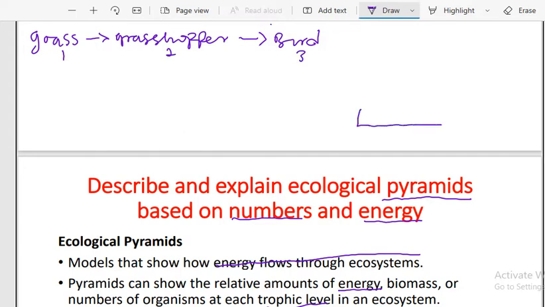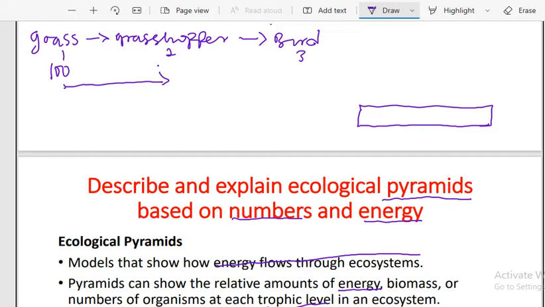So you find out that the producer will be at the base, and in the case of pyramid of energy, the producer, since it makes the energy, has the highest amount of energy. So let's say 100%. The amount of energy that you expect to be in a producer will be higher than the amount of energy that will be in a grasshopper. Now, because of the 10% rule, it's only 10% of the energy produced in grass that will be transferred to the grasshopper.